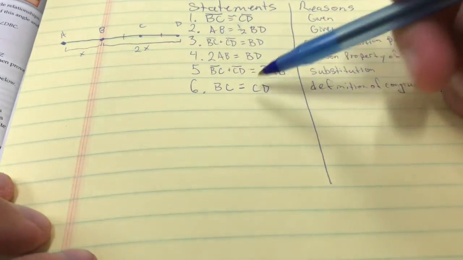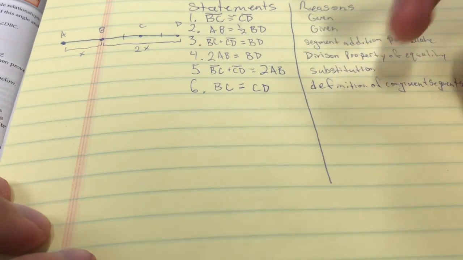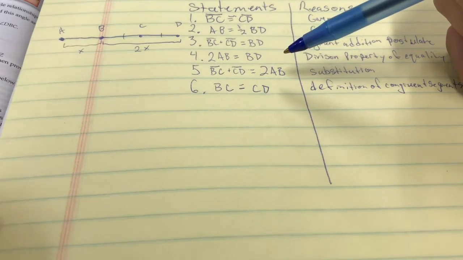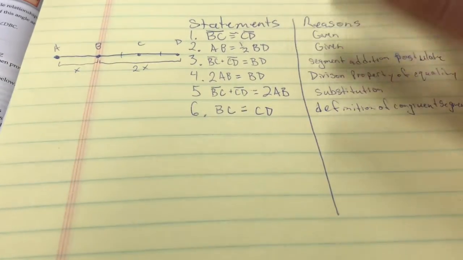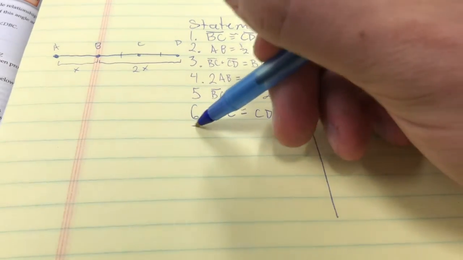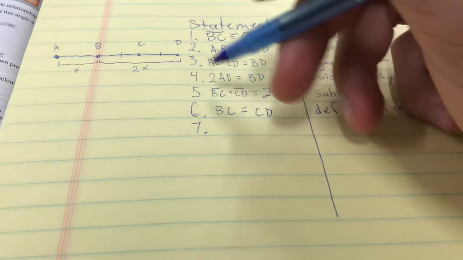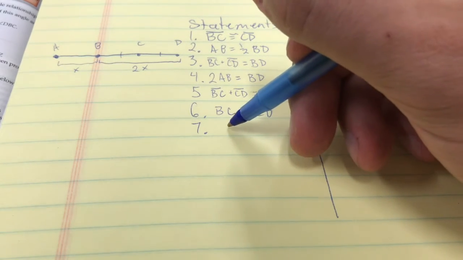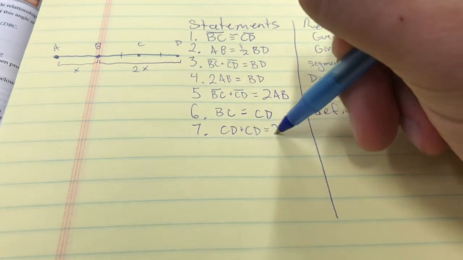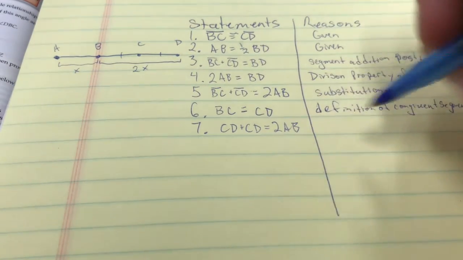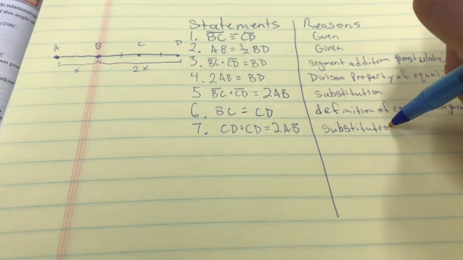All right, and from there, now that I know BC equals CD, I'm going to substitute in, since I'm trying to prove that AB is congruent to CD. I'm going to say step 7. I want to get rid of this BC here. So I'm going to say CD plus CD is equal to 2AB, and I'm going to say substitution. This is how I was able to do that.